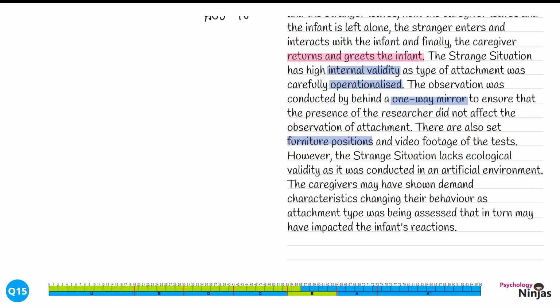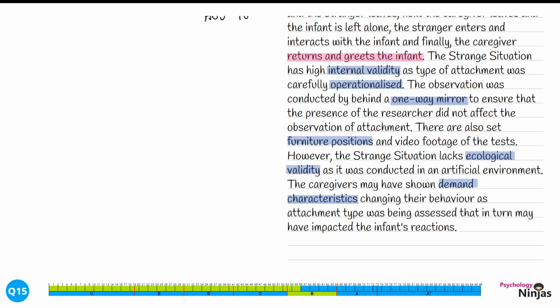There are two ways in which we've shown our psychological knowledge here. Firstly, through a discussion of ecological validity, that the environment is artificial or different, which then changes the behaviour of the participants. We've then gone on to explain demand characteristics.